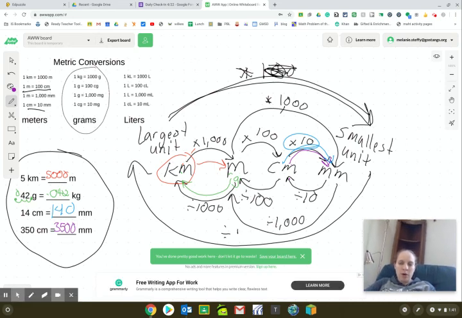So if you want to use this graphic organizer, you can. If you're being successful just with using the metric conversions up at the top, then you may certainly do that. But I wanted to point this out to you as this organizer might be more helpful for you as you're trying to figure out when you need to multiply or divide when you're converting.